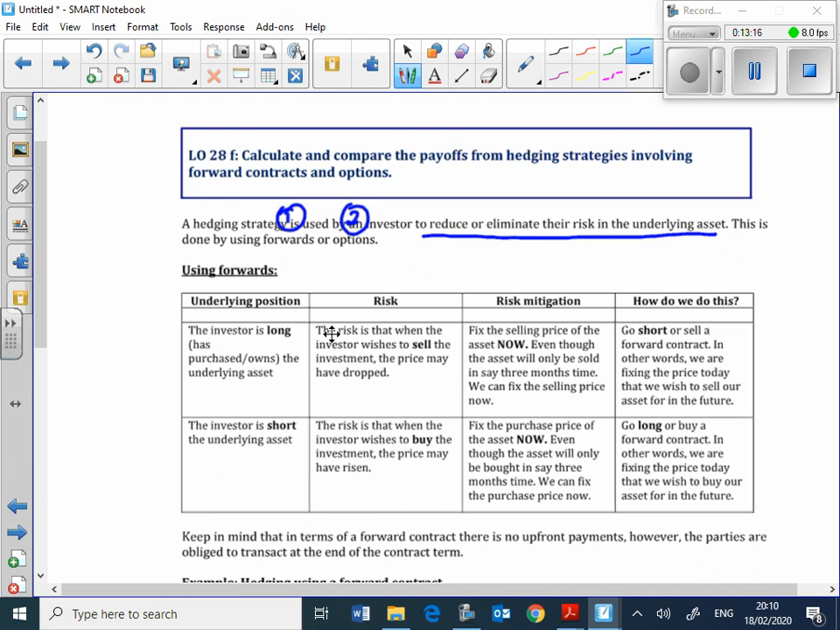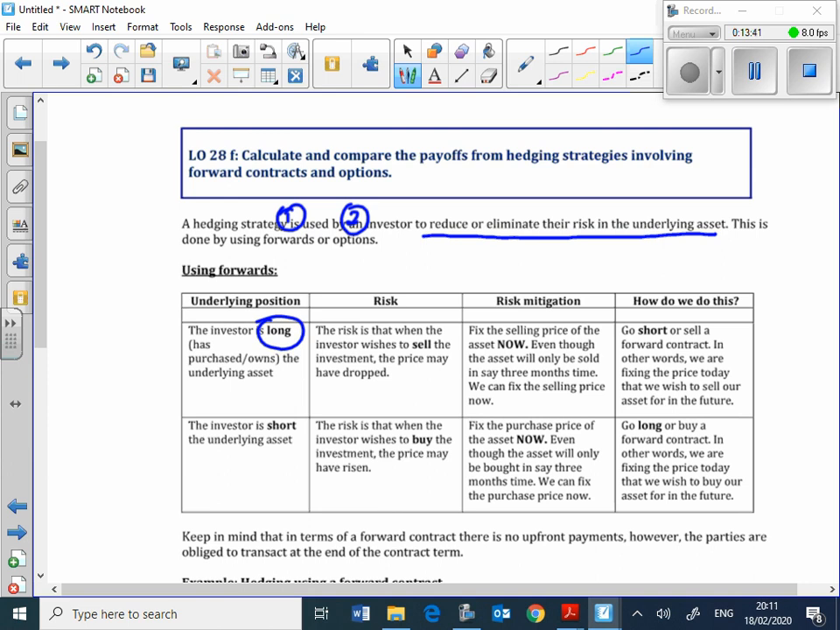Let's go. I'm going to start off using forwards. We're going to move from forwards to the use of options, and you can see the big difference, guys. Let's go. The investor is long. Let's talk about long. Let's pick anything that we like, guys, and the investor is long gold. What's his concern, guys? And guys, always look at it in steps. Underlying position, you're long.